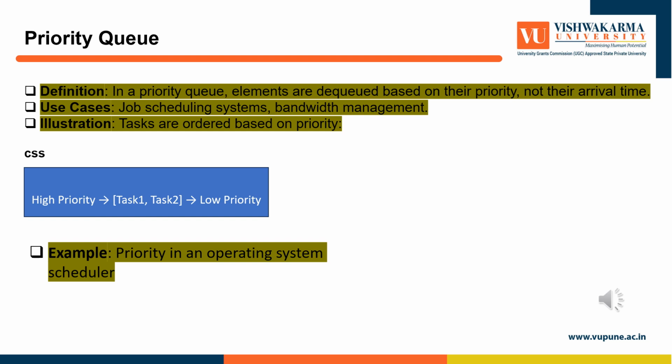Priority queue. The definition of priority queue is that elements are dequeued based on the priority, not on the arrival time. So this is priority queue.